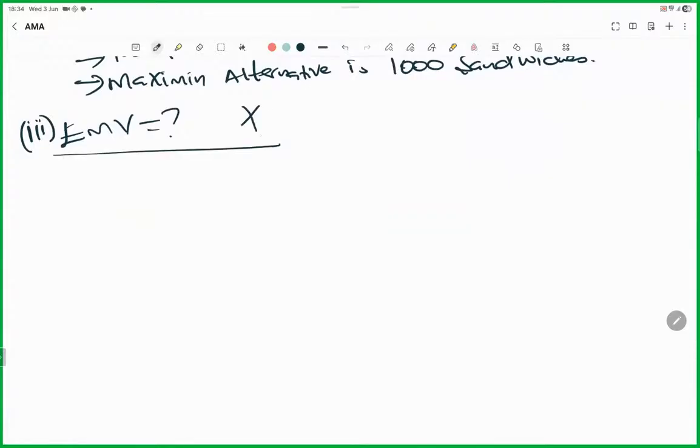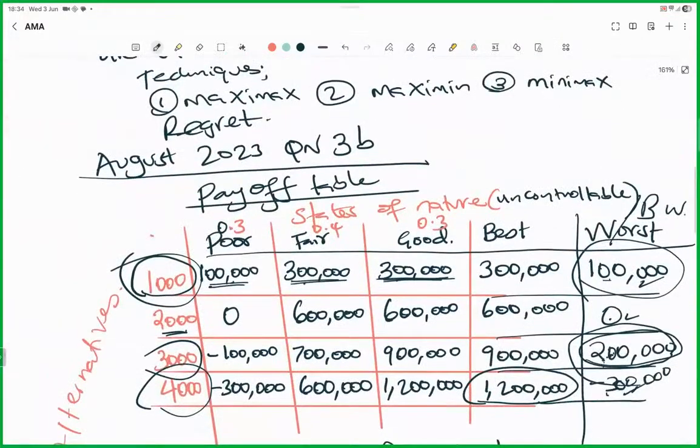All right. So EMV, what do we do to get EMV? This is very easy. It is expected monetary value. It is X values times their corresponding probabilities, and then you add them up, isn't it? So we start with EMV of the first one, which is 1,000 sandwiches. So for 1,000 sandwiches, it will be 100,000 times 0.3 plus 300,000 times 0.4 plus 300,000 times point what?